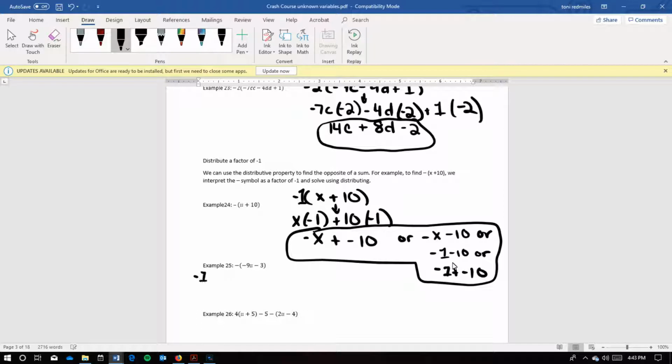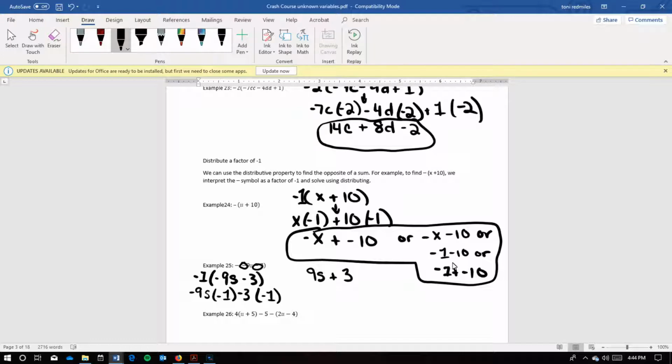So I'm just going to throw in my 1 because I know it's there. And I'm going to multiply it through. So a negative 9s is multiplied to a negative 1, and a negative 3 is multiplied to a negative 1. Watch what it does, okay? So a negative 9 times a negative 1 is going to give me a positive 9s, and these two are going to turn to a positive 3. Look, it changed the signs of everything in the parentheses to positives.